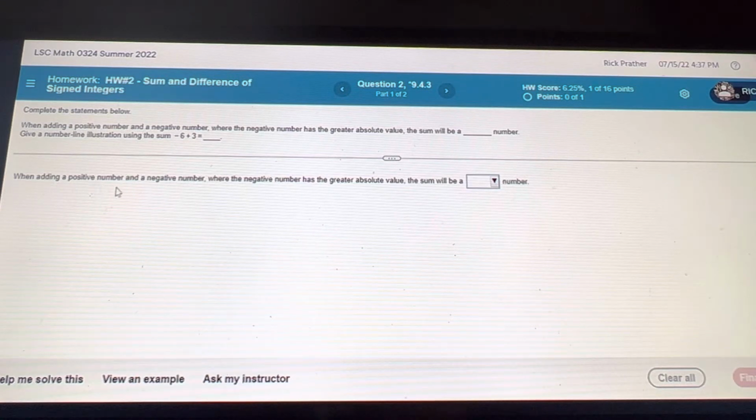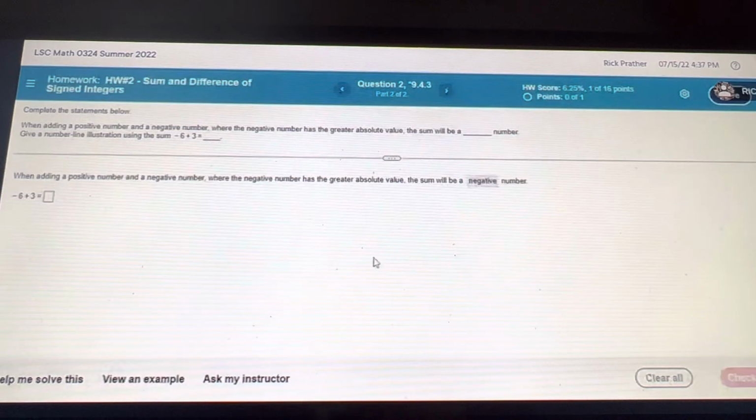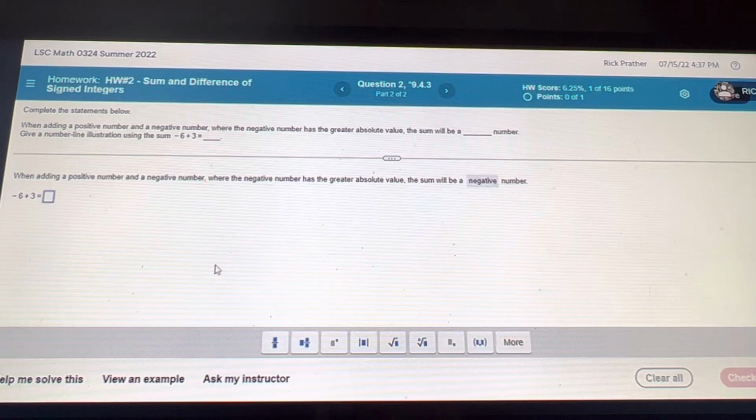When adding a positive number and a negative number, if the negative number has the greater absolute value, then the sum will be negative. So whichever one is bigger in size, absolute value-wise, that determines if the answer is positive or negative, when you have 1 of each. So I don't actually add, I just subtract. 6 minus 3 is 3, and then I know it has to be negative 3.